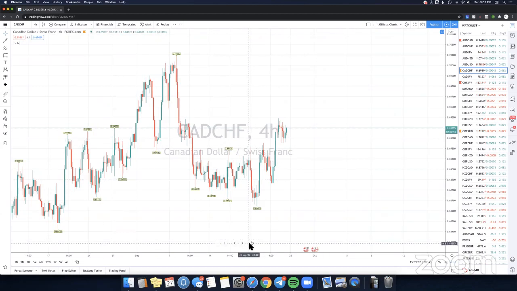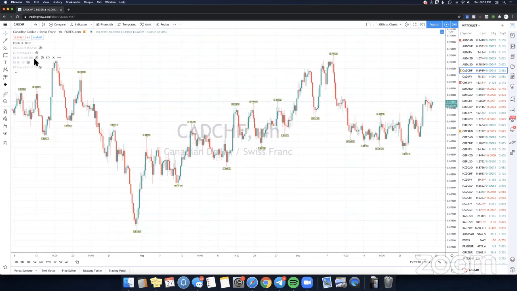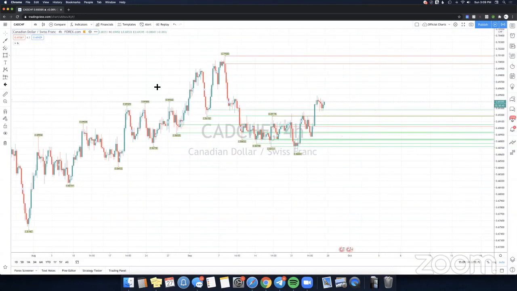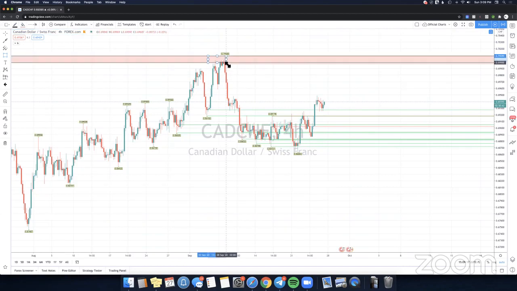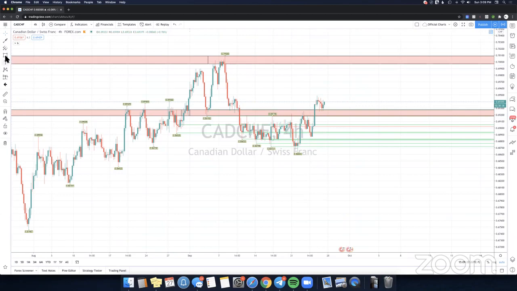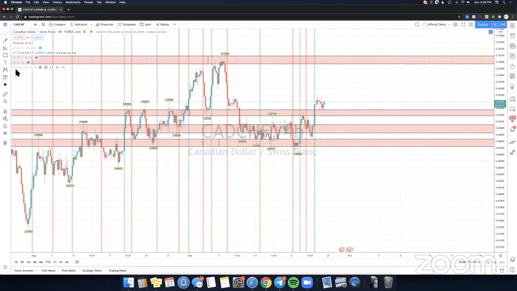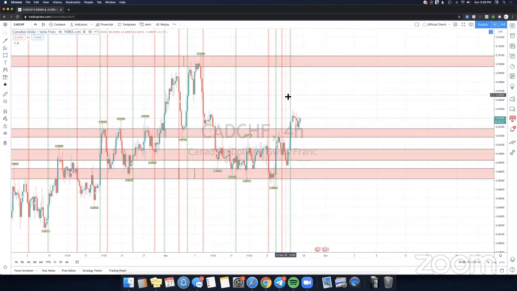So same situation with all the previous pairs. Let's draw the K2 SRs here. And then let's draw these zones. That right there. That right there. That right there. And then we got this lower zone right here. So we got the lower zone and the upper zone already set up. So let me turn on the momentum indicator. This is actually a pretty good entry right here.